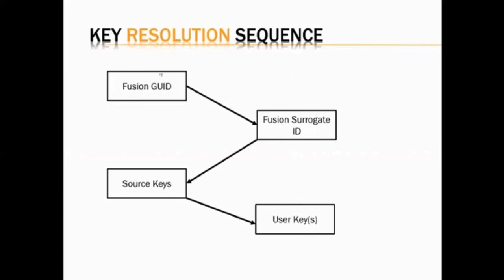So this is a list of keys we have seen. We tried loading the data using user keys, we tried loading the data using source keys, and we tried loading the data using surrogate ID, and we didn't try loading data using GUID. I have given the steps in my previous slides. You can try it out. If it won't work, let me know, I will help you out.